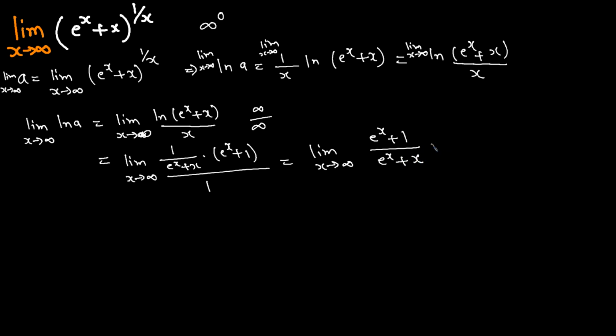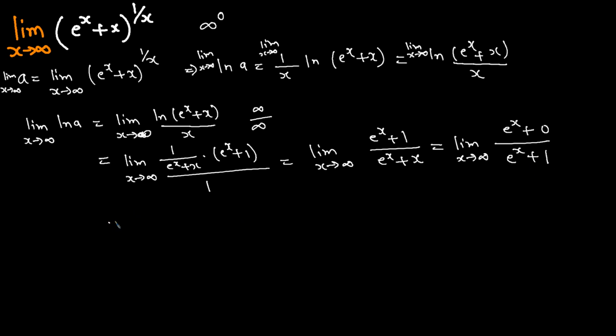So we need to apply L'Hopital's rule again. Limit as x approaches infinity, I need to find the derivative of the numerator and the denominator. This part gives me e raised to power x plus 0, and the denominator I get e raised to power x plus 1. If we plug in x equal to infinity, we're still getting infinity over infinity. So let's apply L'Hopital's rule one more time.